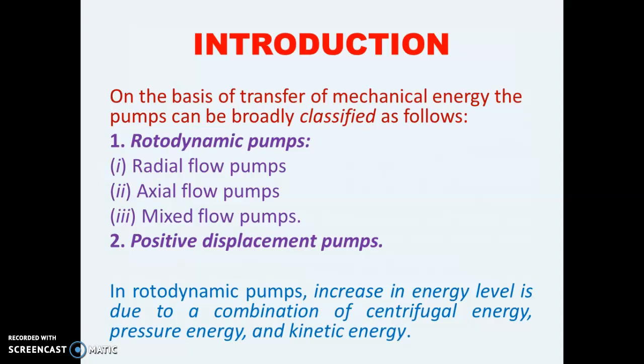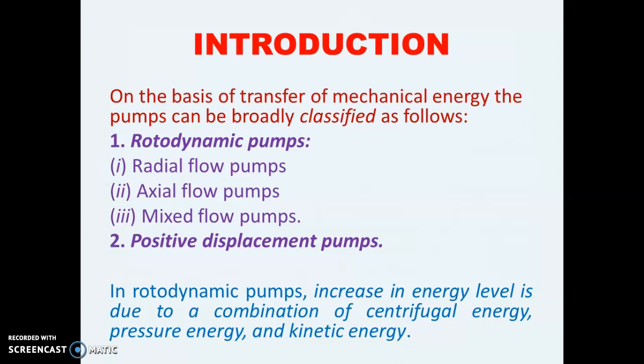Now under rotodynamic pump, there is first the radial flow pump. In this pump, the water is made to flow radially. In the axial flow pump, the water is made to flow axially, and in the mixed flow pump, the fluid is made to flow by a combination of two flows, that is the radial flow as well as the axial flow.